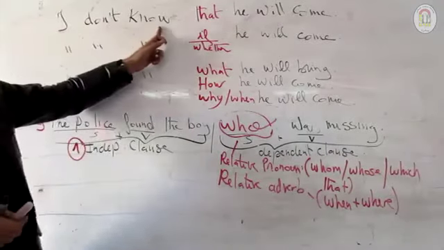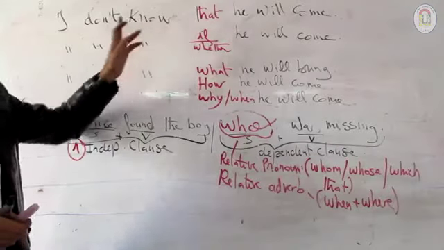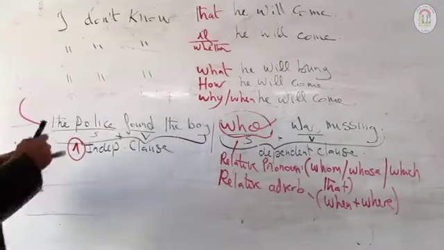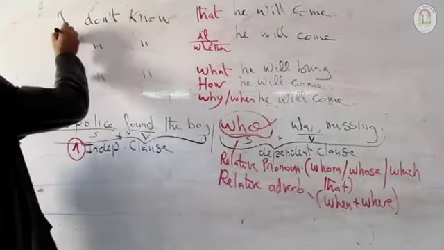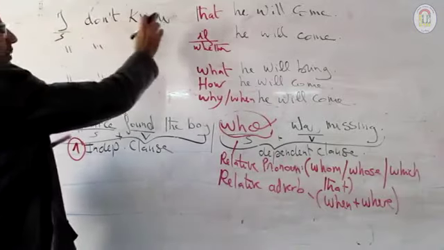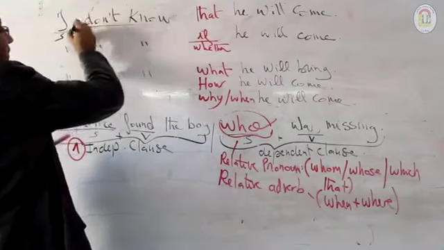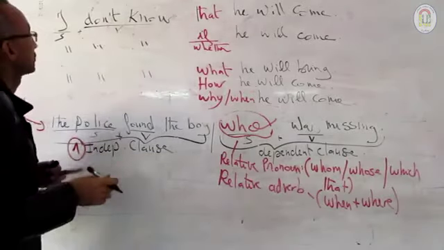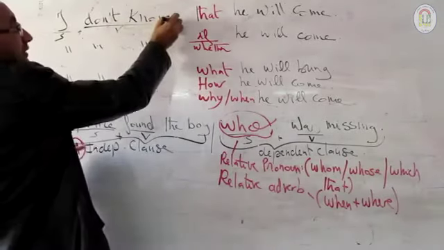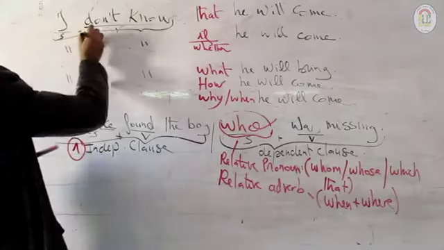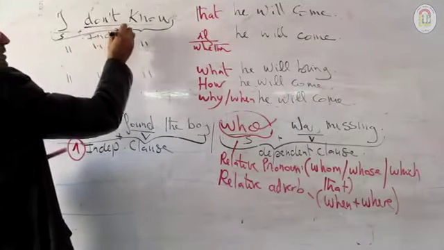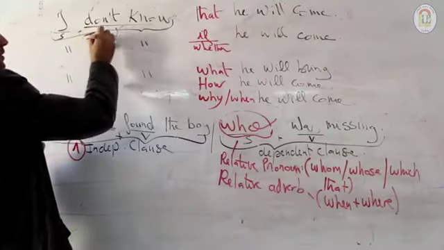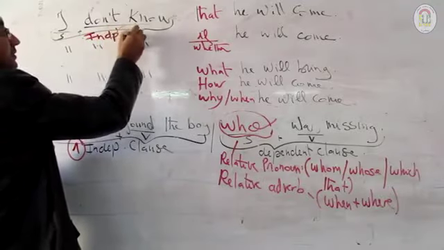I don't know. First one. Here is my first clause, which consists of a subject and "don't know" as my verb, one verb plus be, which is complete and meaningful. So it is simply my independent clause.